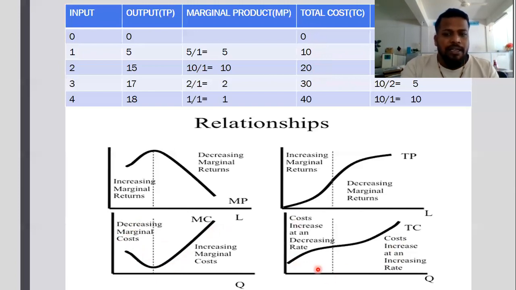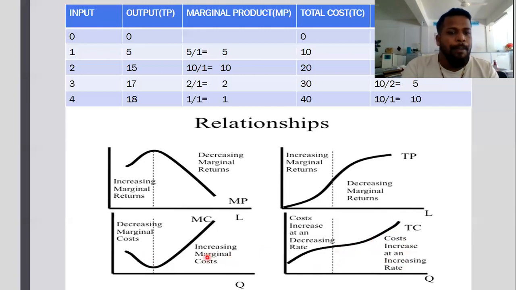Understood? Listen very clearly. Cost is increasing at a decreasing rate. What will happen? Decreasing marginal cost. Marginal cost will start falling. Okay. Then cost increasing at an increasing rate.